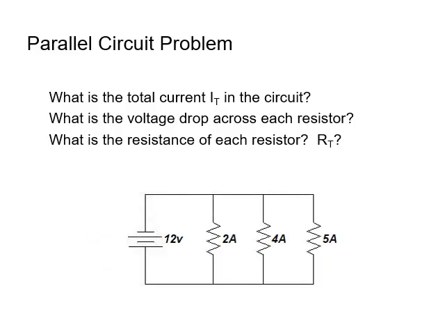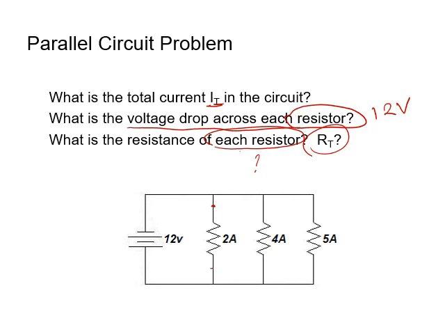So let's try and solve this problem. What is the total current in the circuit, I total? What is the voltage drop across each resistor? We know this one. We know that the voltage drop in parallel is the same. So the voltage drop across each resistor is 12 volts. And then what is the resistance of each resistor? That's something we need to figure out. And what is the total resistance? That's something we need to figure out.